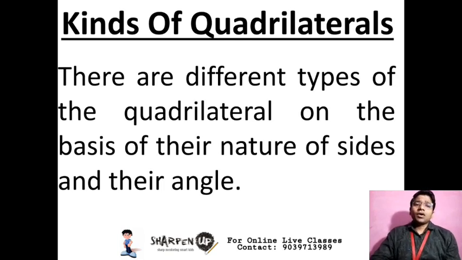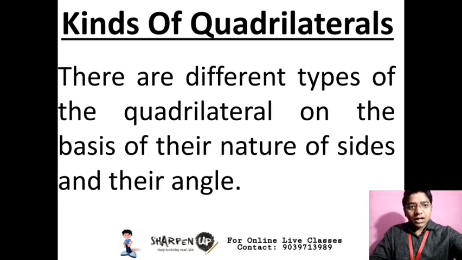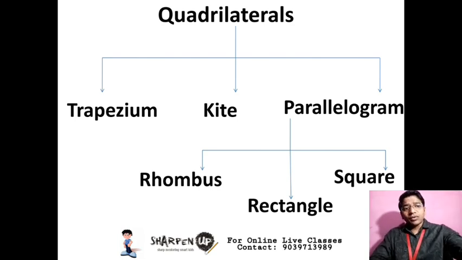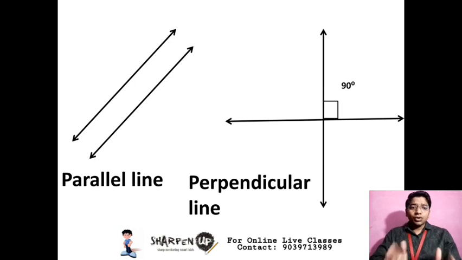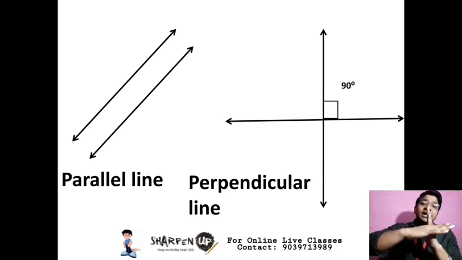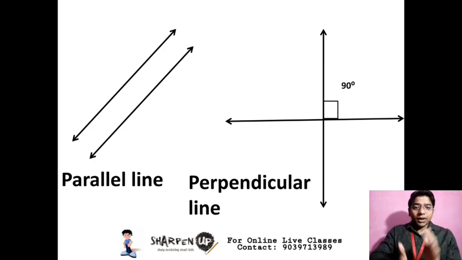Now understand the kinds of quadrilaterals. There are different types of quadrilaterals on the basis of the nature of their sides and angles. Quadrilaterals are basically divided into 3 types: trapezium, kite and parallelogram. And parallelogram again has 3 types: rhombus, rectangle and square. Before understanding the properties of these, we should know about parallel lines and perpendicular lines. What are parallel lines? If two lines never meet or cross each other, even if we extend them up to infinity, they are called parallel lines. And if two lines intersect each other exactly at 90 degrees, we call them perpendicular lines.